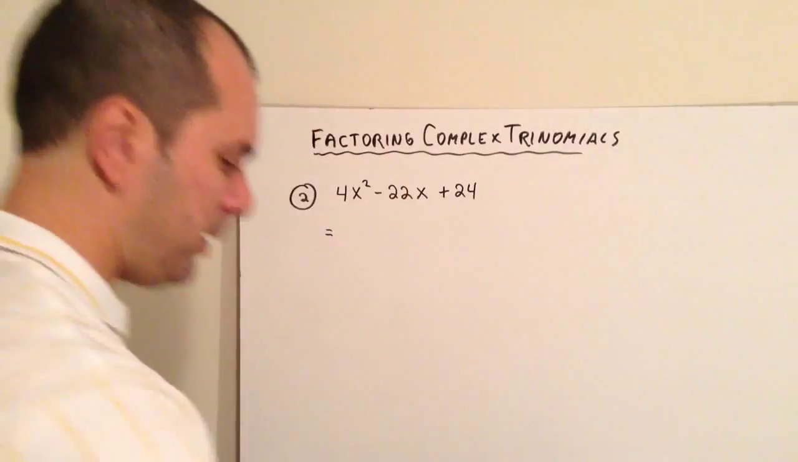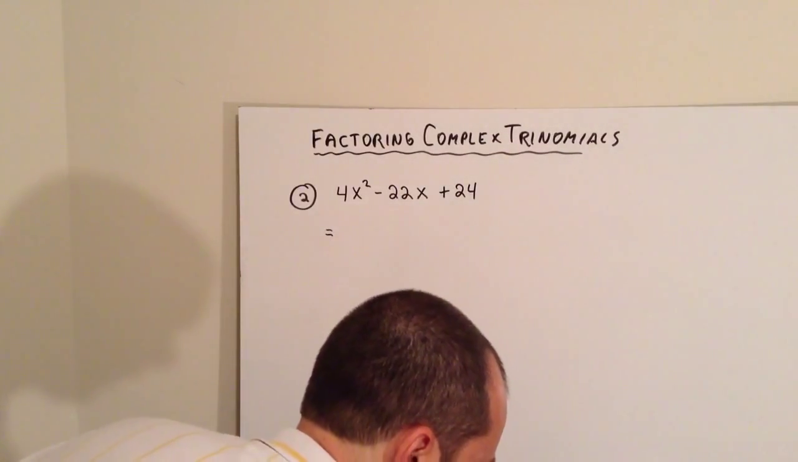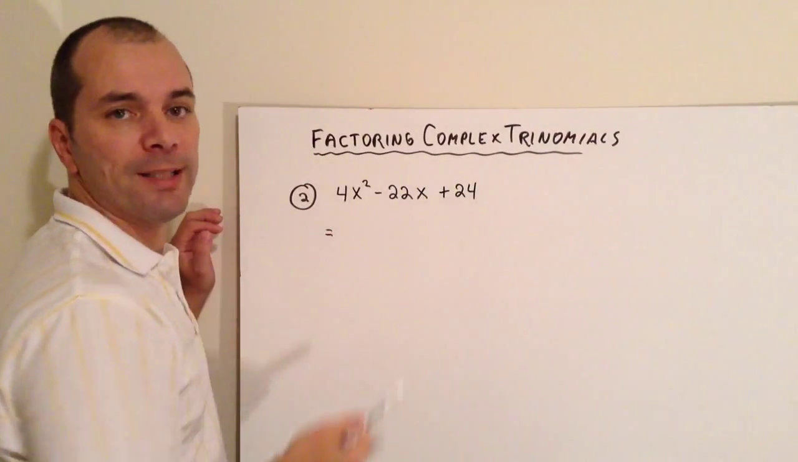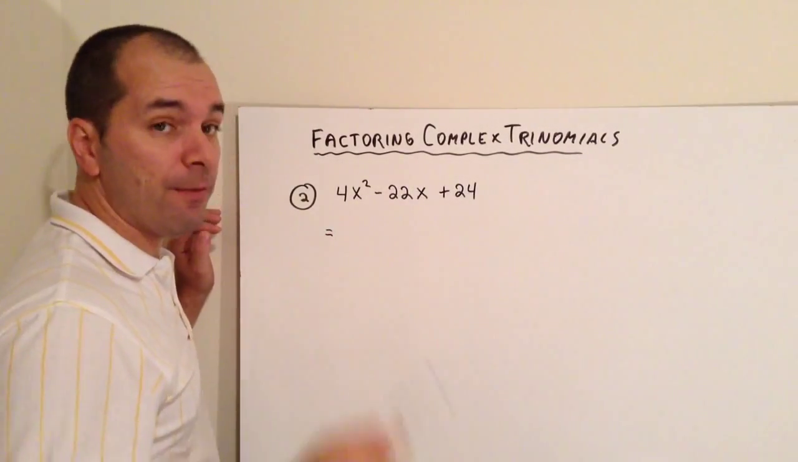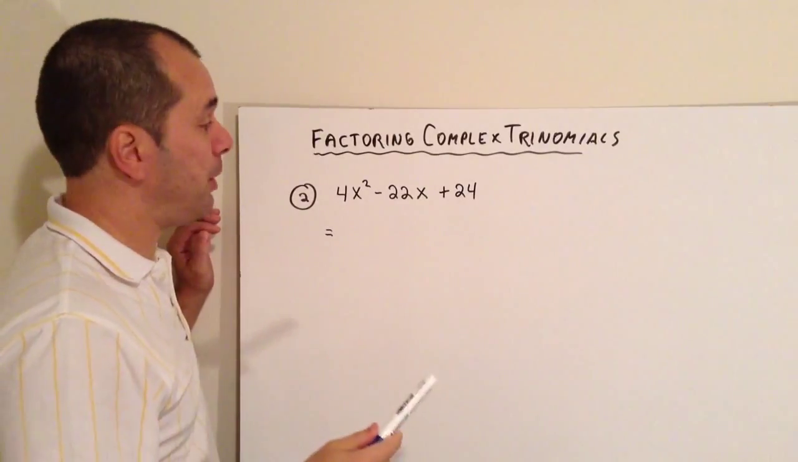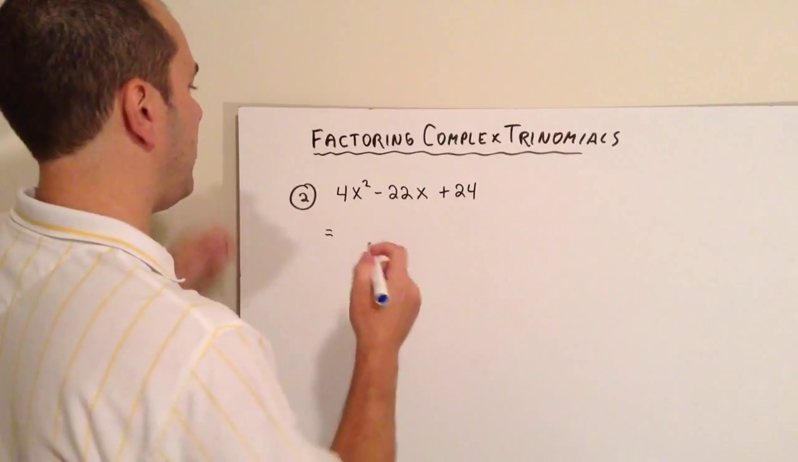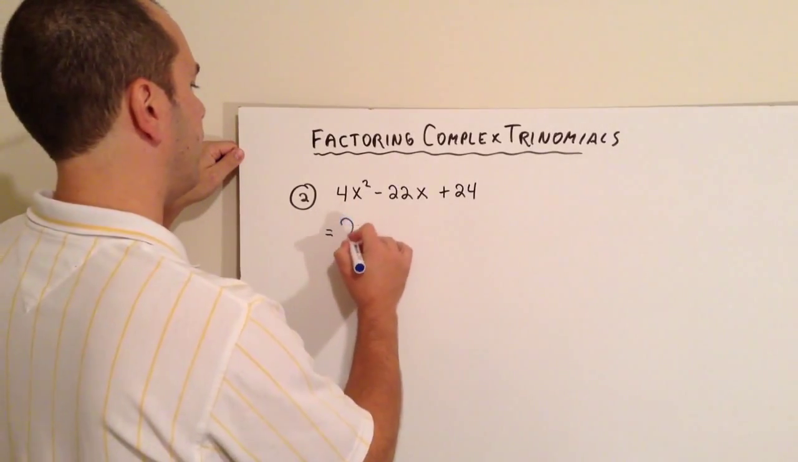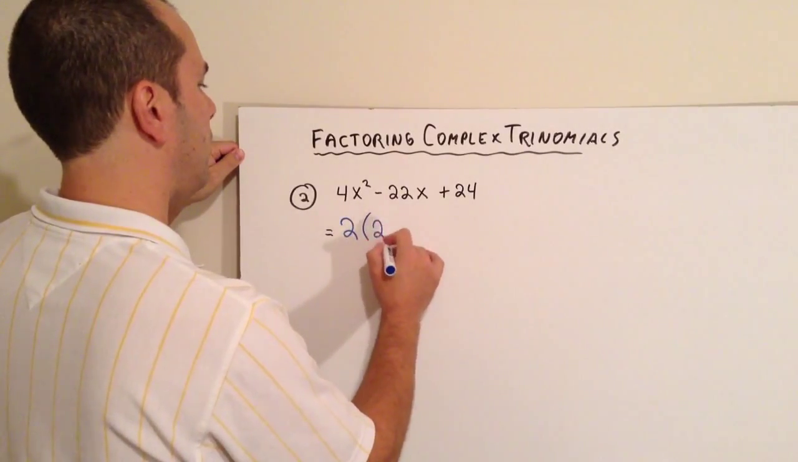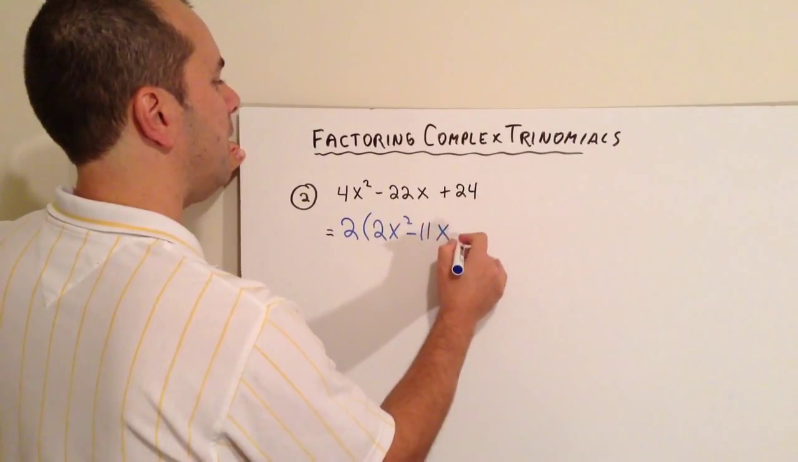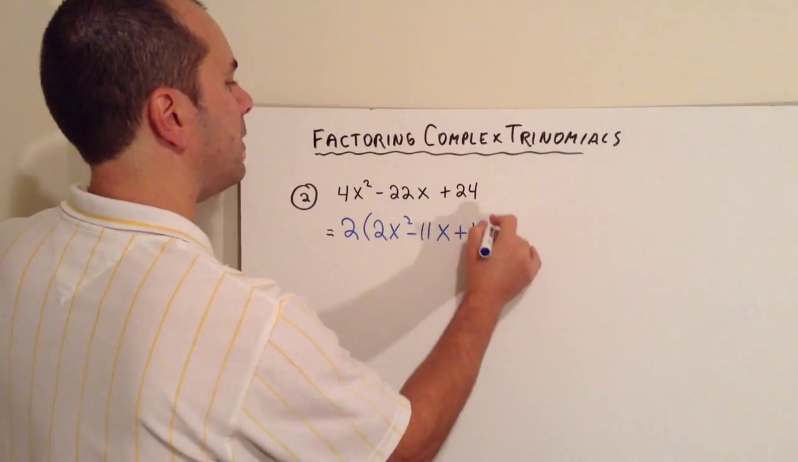Now, this looks definitely like a complex trinomial, right? Because it starts with a 4x squared. But I notice that the first thing that I need to do is to take a common factor out. Is there a common factor over here? Yes, there is. So I'm going to make sure that I take a 2 outside. And I'm left with 2x squared minus 11x plus 12.